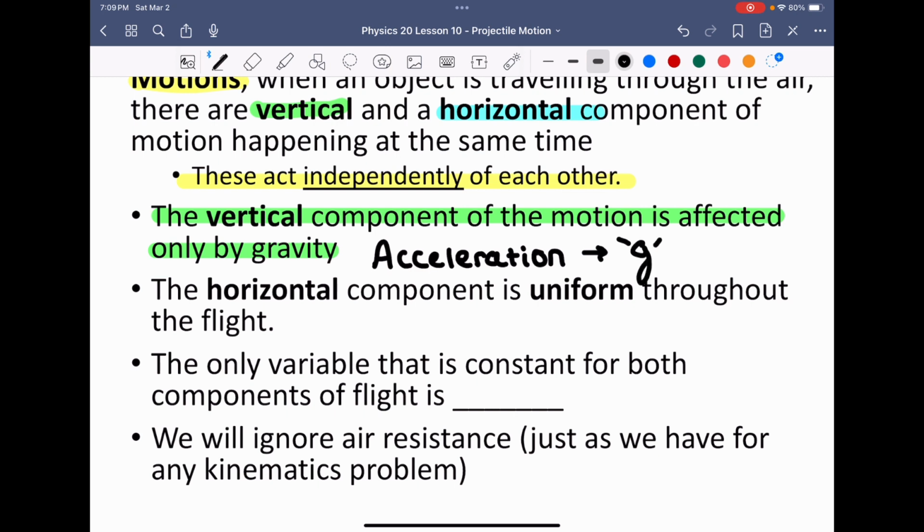Now, in terms of the horizontal problems, we would say that the horizontal situation is uniform throughout, and it's uniform because it does not change. And I want you to write in that note for yourself, the Vx does not change. So I'll be specific and say just first of all that it doesn't change. What doesn't change? The speed in the x direction, because our x direction is not being accelerated.